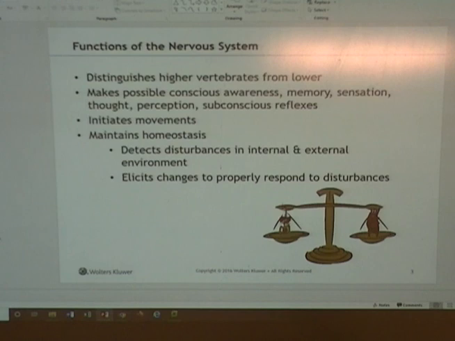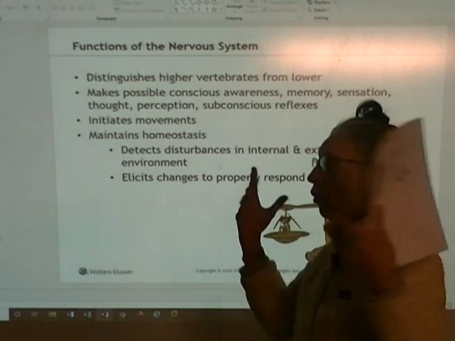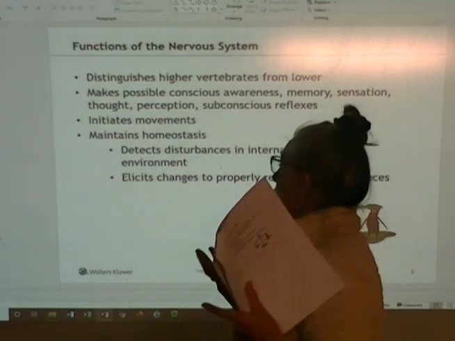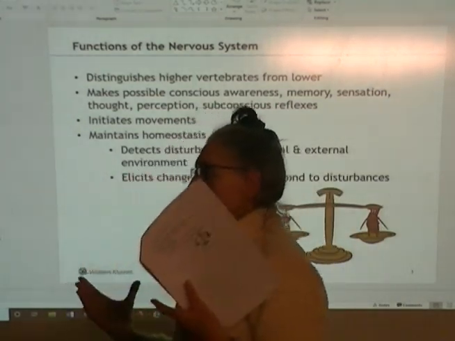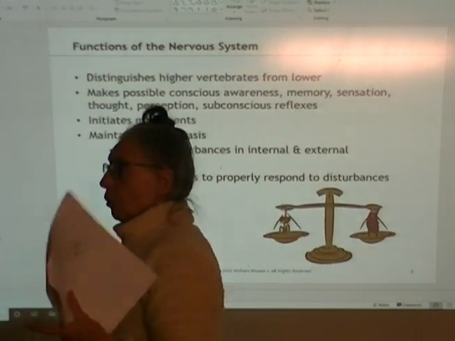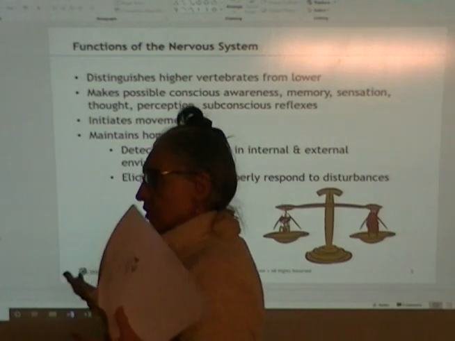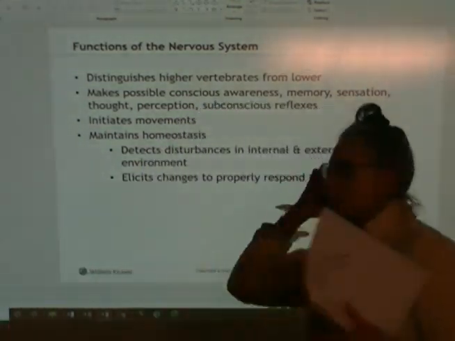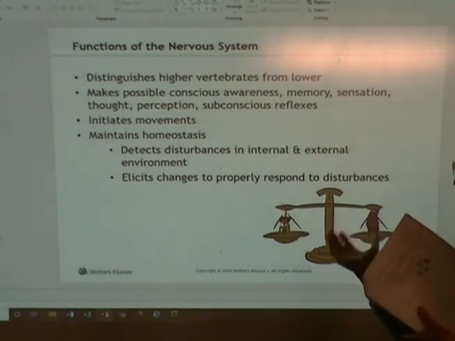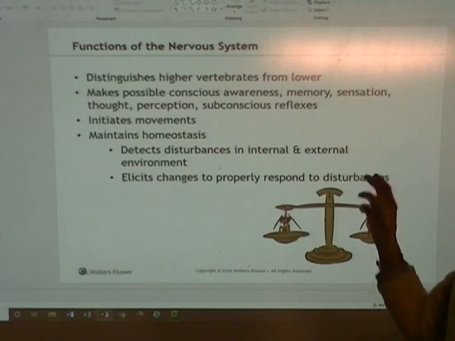In our world, what we're interested in, it's responsible for initiating all the movements that we do and for maintaining homeostasis, which is really important when we're exercising or being physically active, because we get huge disturbances in our internal systems when we're doing high levels of exercise. Right? So we have to be able to recognize that, respond to it, and then when the exercise is over, bring the body back to what's typical at rest.